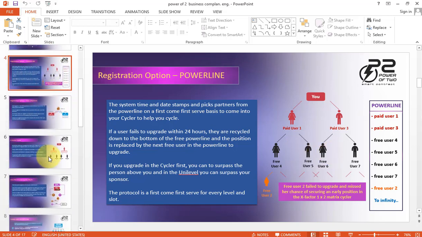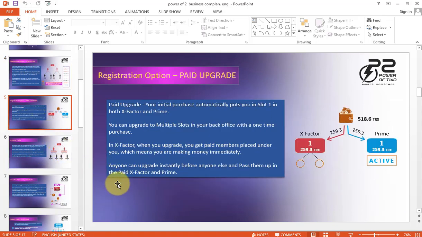Okay, so now once we have understood this section, let's move on to the next page. During the registration and the paid period, you'll come in with a certain amount of cash in Tron currency. Tron is a data currency just like Ethereum. The figure we are looking at here is stated as 518.6 Tron, with its TRX, which will be divided into two, whereby half of that goes into X Factor and the other half goes into the Prime.